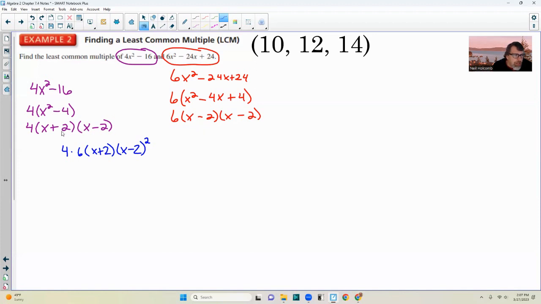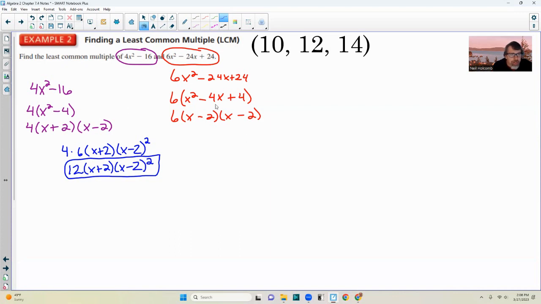So this has 1 x plus 2. This doesn't have any, so I need 1. This has 1 x minus 2. This has 2 x minus 2s, so I need 2 of them. This has a 4. This has a 6. So I want 12. This multiplies to 12, times x plus 2, times x minus 2 quantity squared. So this is the least common multiple of those two.